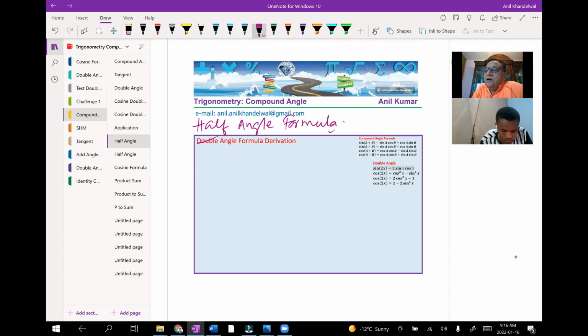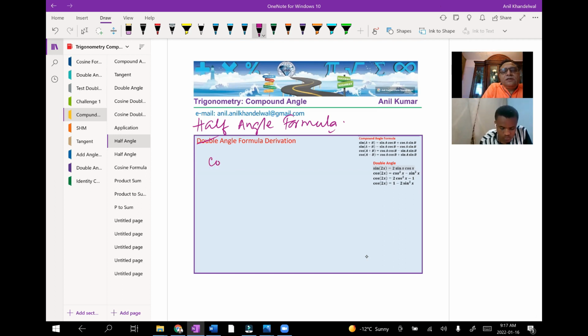How do we derive the half angle formula? Well, we can begin with the double angle formula to derive the half angle formula, right? We could do that, correct? So now let us see how we actually derive this particular formula.